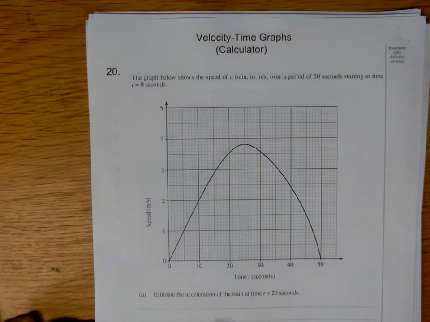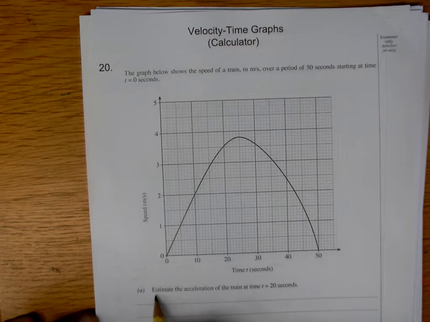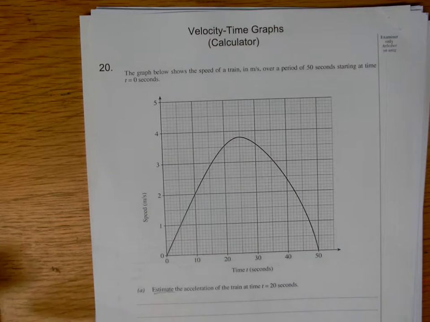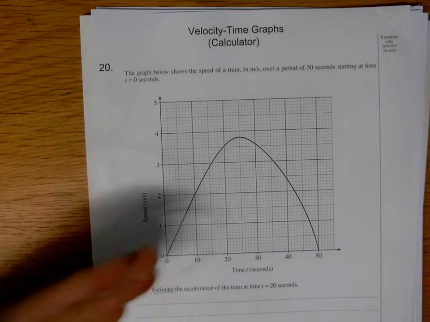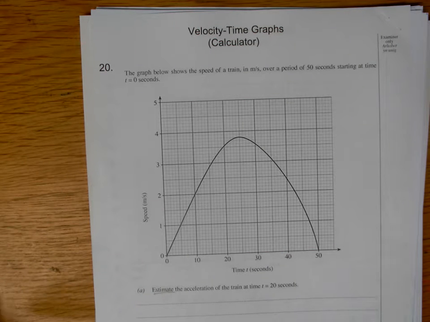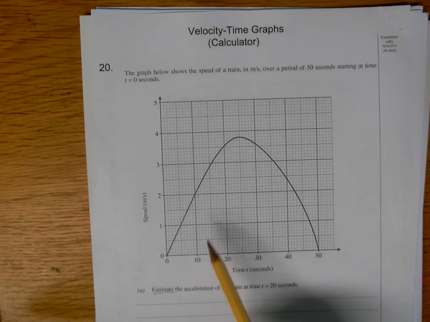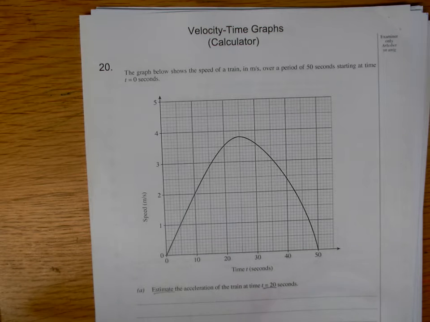Okay, so when you see here "estimate the acceleration", it is going to be an estimate because we've got a speed-time graph, or a velocity-time graph, same thing. And essentially to work out the acceleration, you need to draw a tangent here, at that particular point where t is 20 seconds. We then calculate the gradient, and the gradient is the acceleration.